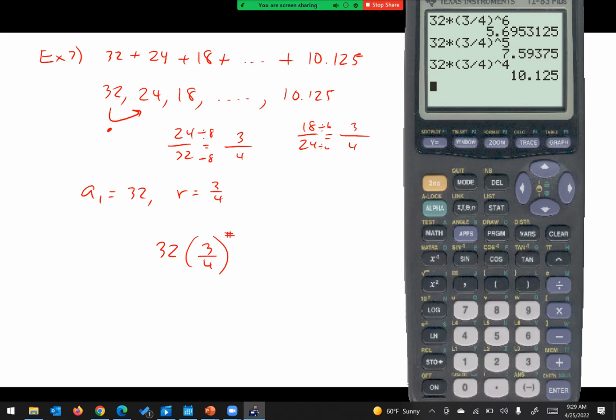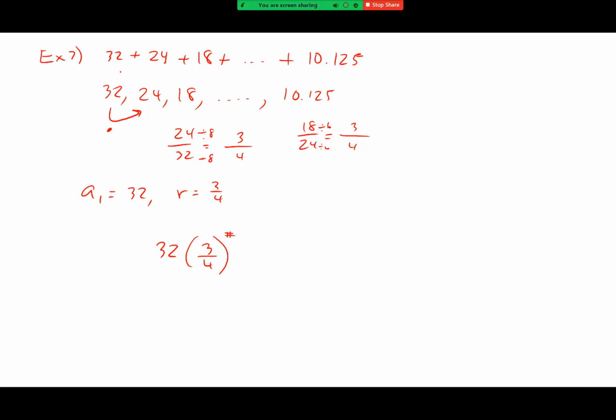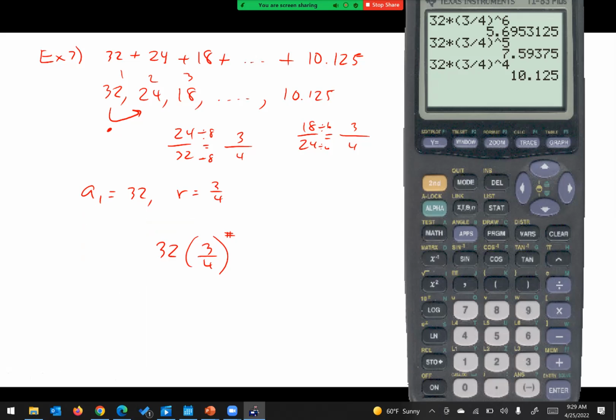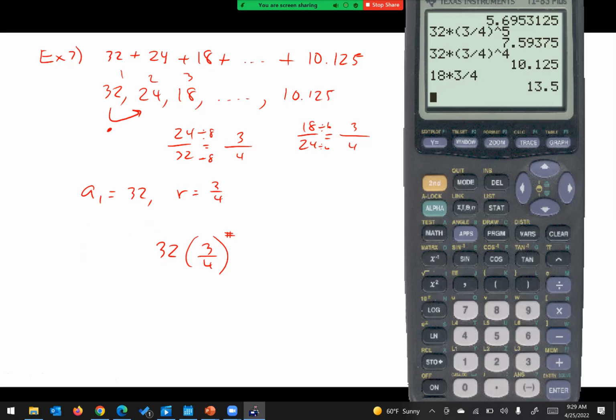Right, because this was the first term here, first term, second term, third term, so it should have been like that. So going the other way here, I'm going to play around with it for a second. If we just kept on going with 18 multiplied by 3 divided by 4, then multiplied by 3. Ooh, there we go.